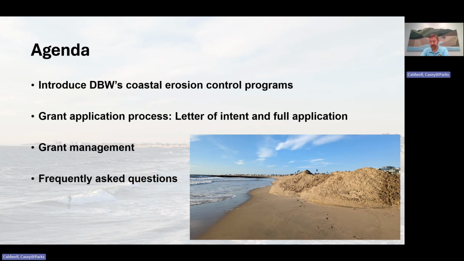Then, I'll discuss a couple aspects of managing projects funded by DBW grants, including how grantees receive funds. I won't discuss grant administration in too much detail today, but like most government grants, our funds do come with conditions, and we want you to know early on how our process fundamentally works. And then to conclude, I'll go over a few frequently asked questions. So let's get started with an introduction to DBW's coastal erosion control programs.